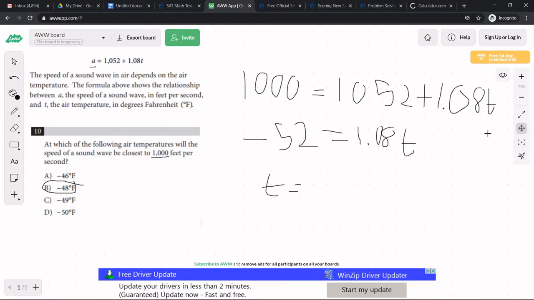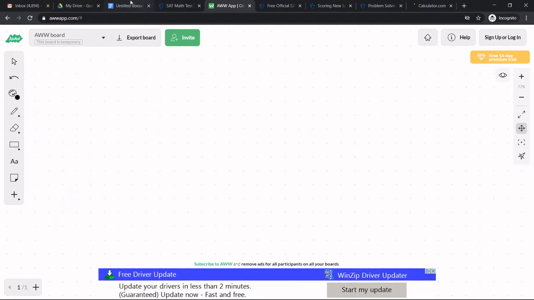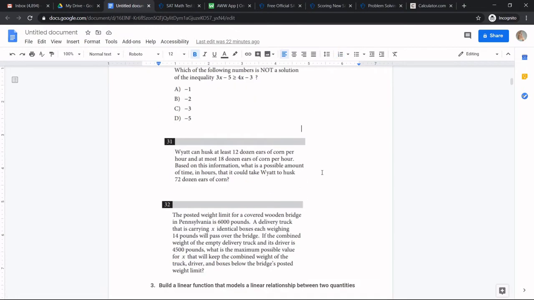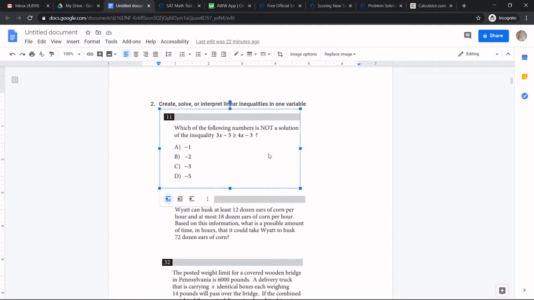Alright, now let's move on to the next part, inequalities. Create, solve, or interpret linear inequalities in one variable. Inequalities are a bit harder to solve, but still very doable. So we'll cover a couple of those.